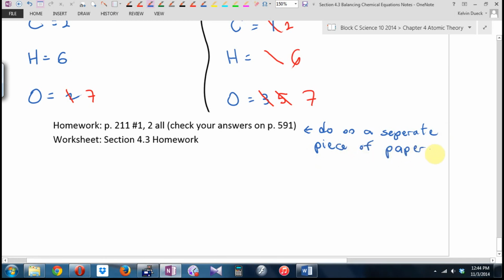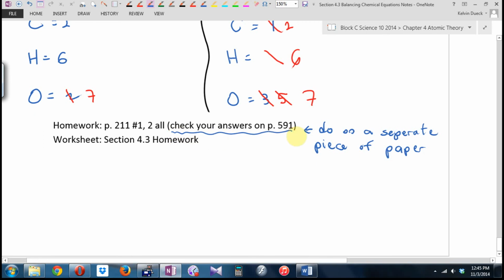paper. Mr. Dueck, do we have to copy out the equation? Well, you're going to find you have to write out the skeleton equation to balance it anyways. If you don't feel like writing out the word equation, as part of your homework, just write the formula and the skeleton, I won't freak out about that. But this is important, folks, because it's possible to do this completely wrong.